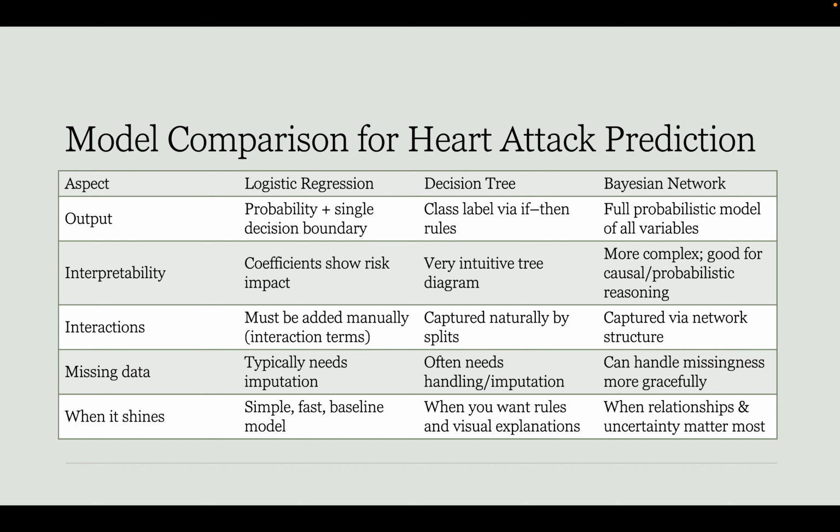I made a little chart here comparing all the different models. Logistic regression gives us very simple and clear coefficients. Decision trees use if-then rules, and Bayesian networks work best when handling a lot of uncertainty in the data and missing data very well.